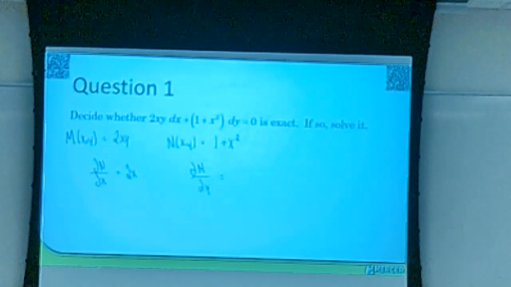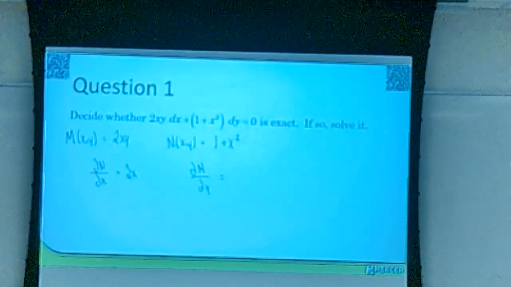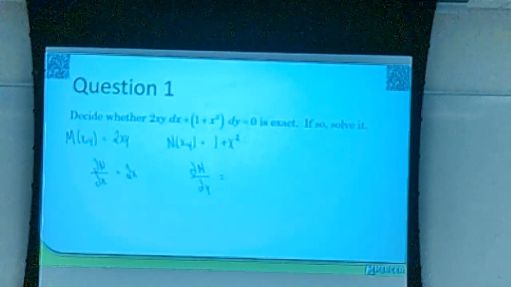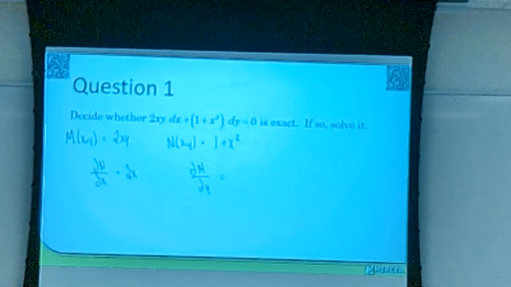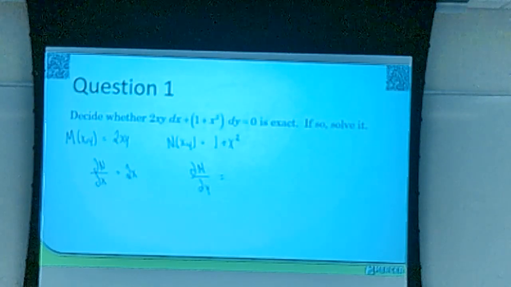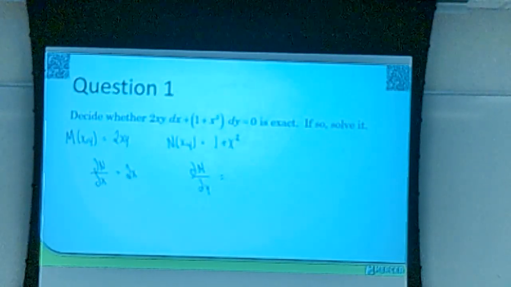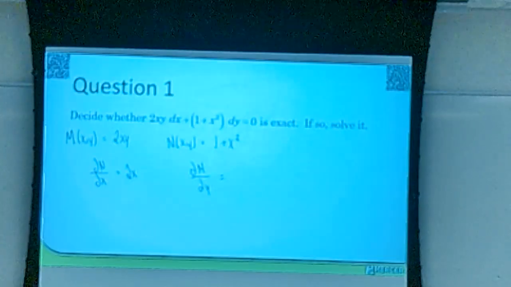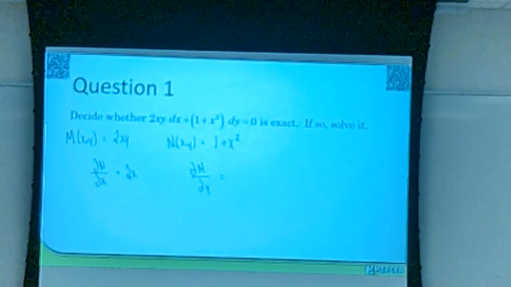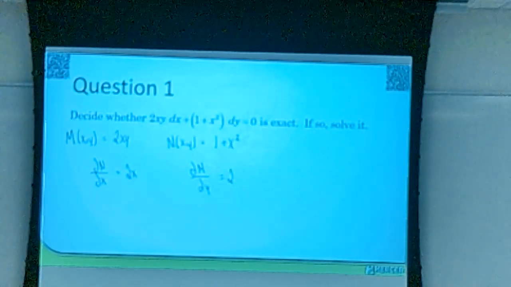And I'm going to pick on someone. Joe. Partial N, partial y. Partial M, partial y. So we take with respect to x, or with respect to y. With respect to y, yes. What is that derivative? Or not derivative, it's not really a derivative. What's that partial? Oh, it's going to be two. Just 2?